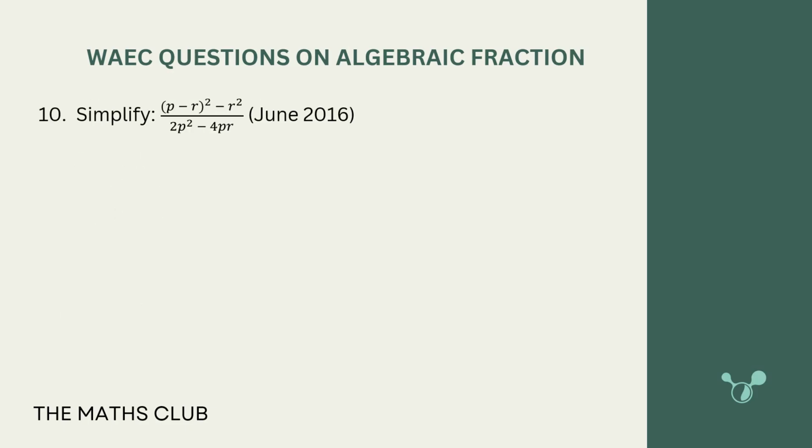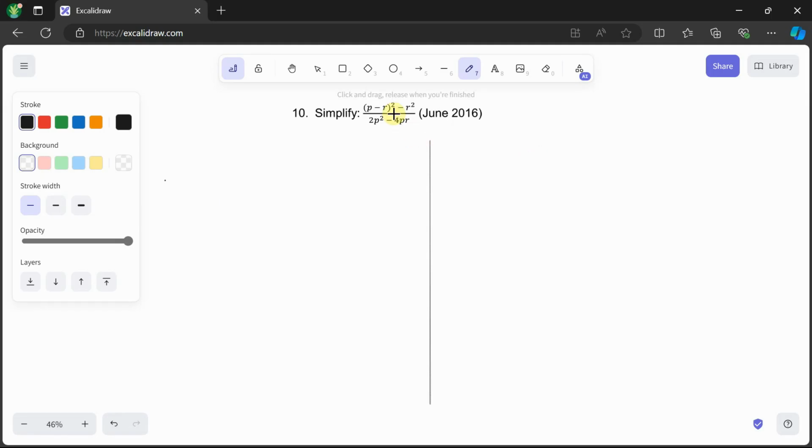Great. Question 10 says that we should simplify p minus r squared all over 2p squared minus 4pr. I want you to pause the video and try this out yourself as always. Solve this. This is a difference of two squares question because you can see square, you can see square, and you can see minus.